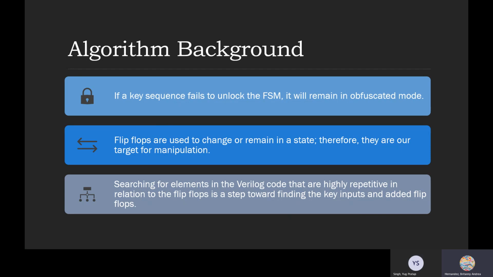Here's our algorithm background. If a key sequence fails to unlock that finite state machine, it will remain in this obfuscated mode. Flip-flops are used to change or remain in a state. Therefore, they are our target for manipulation. Searching for elements in the Verilog code provided that are highly repetitive in relation to the flip-flops is a step towards finding the key inputs and added flip-flops.